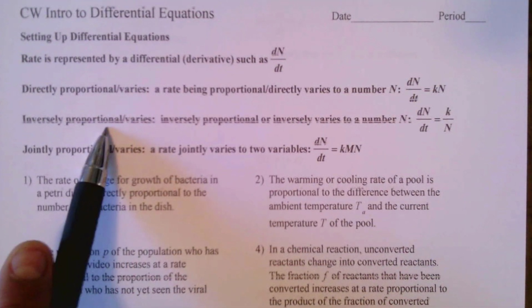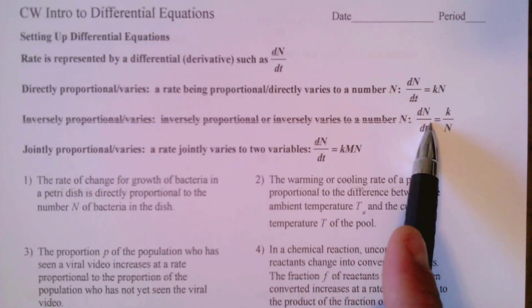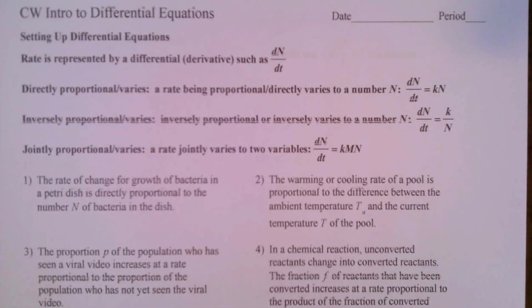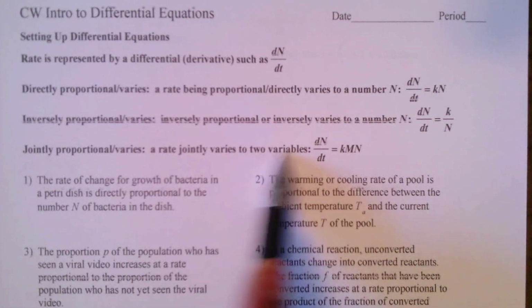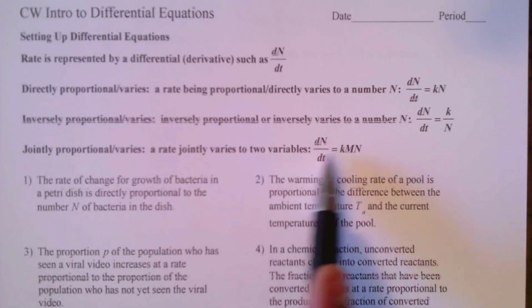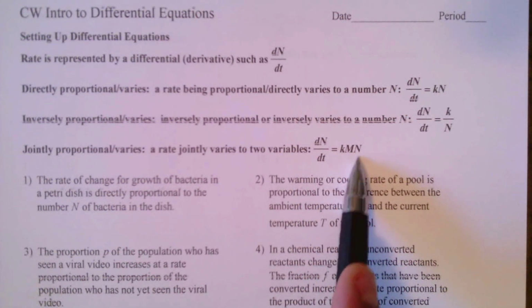If it's inversely proportional, or inversely varies, then we're going to write the rate equals k divided by N. And if we see the words jointly proportional or jointly varies to two variables, that's what a joint variation is, basically linear to two variables, then we're going to have k times M times N.